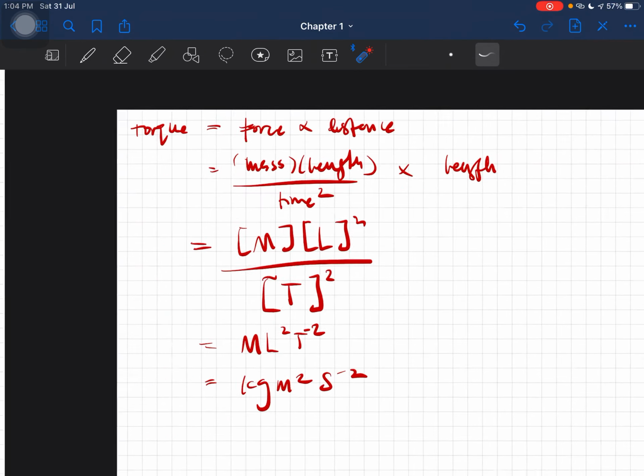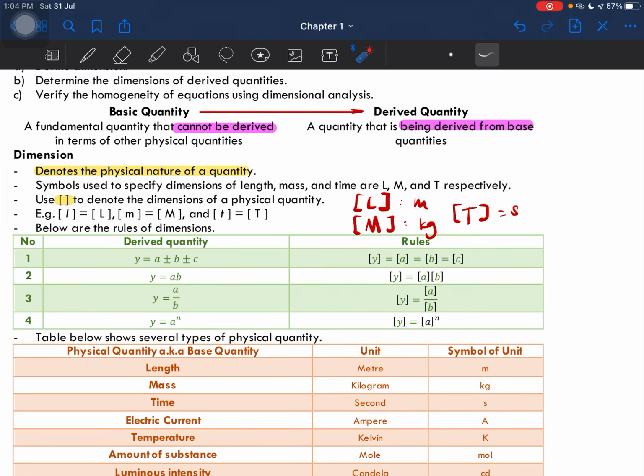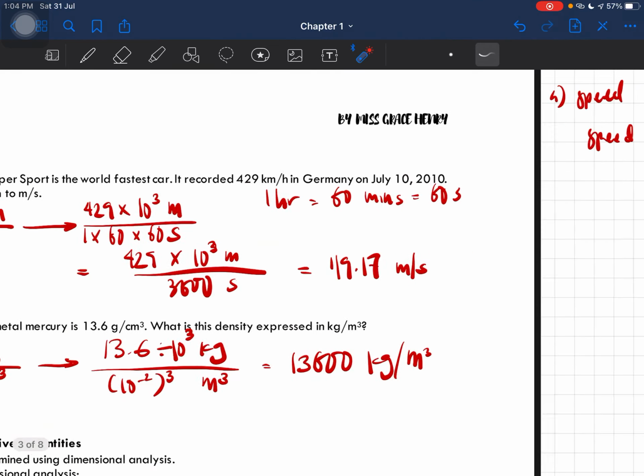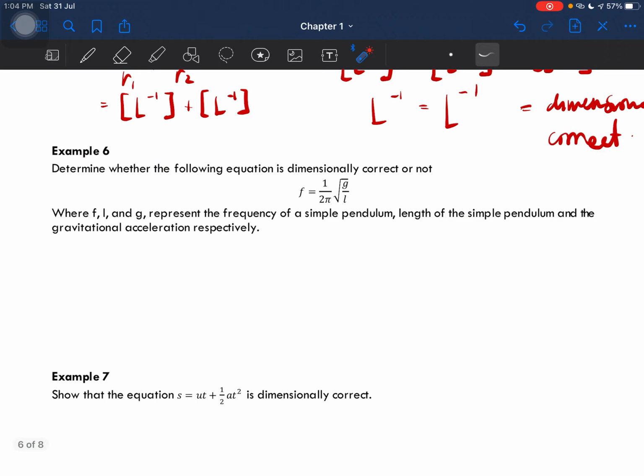No, it's not like that. It is based on these rules. Okay, so it is based on this rule here. So when we have L negative 1 plus L negative 1 plus L negative 1 plus L negative 1 and so on, it will still be equal. Okay, don't suddenly add 2L negative 1 and then answer that it's not dimensionally correct. No, it's not like that. If there's a plus or minus between A plus B, the dimension will still be equal to each other. Okay? Okay, next is example 6.